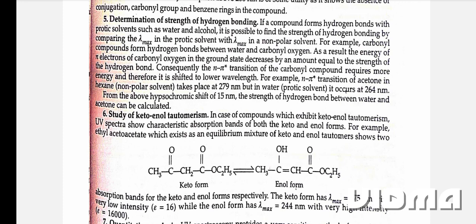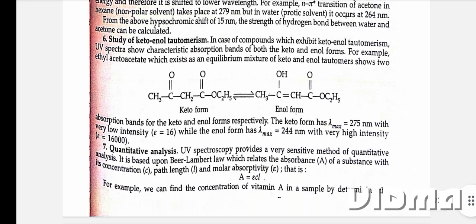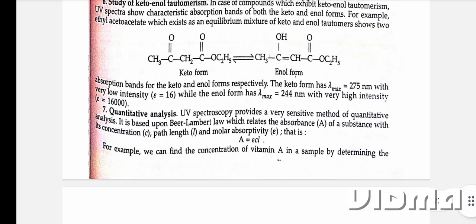Study of keto-enol tautomerism. In case of compounds which exhibit keto-enol tautomerism, UV spectra show characteristic absorption bands of both the keto and enol forms. For example, ethyl acetoacetate, which exists as an equilibrium mixture of keto and enol tautomers, shows two absorption bands for the keto and enol forms respectively. The keto form has lambda maximum 275 nanometer with very low intensity 16, while the enol form has lambda maximum 244 nanometer with high intensity 16,000.